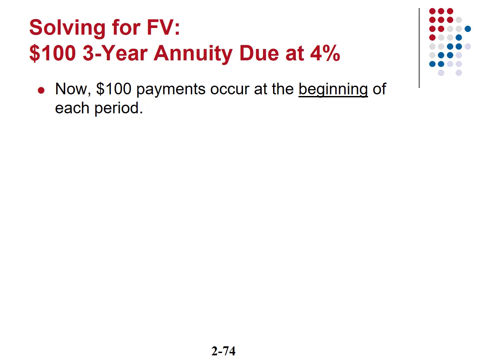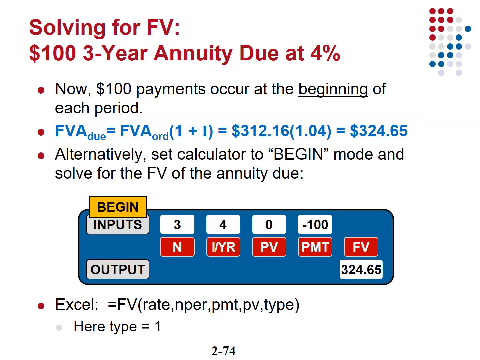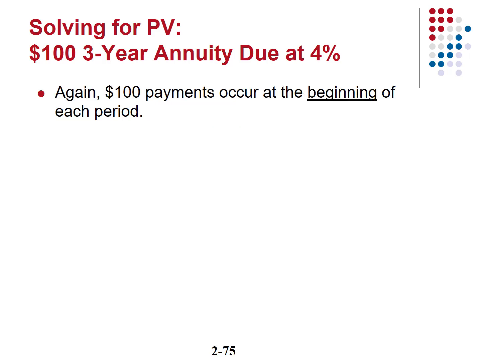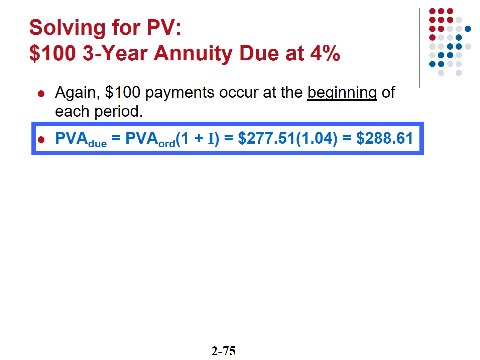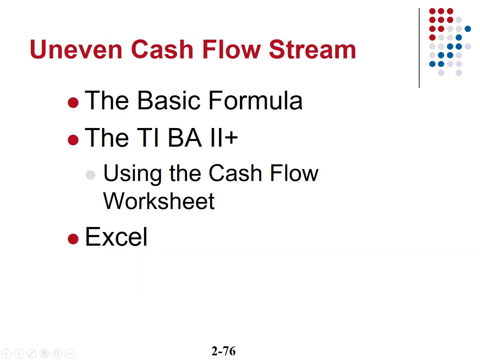On the next 2 slides, we'll look at the same 2 examples we just covered for ordinary annuities, but analyze them as annuities due. First, look at the equation and solution in blue type. We're using the fact that an annuity due is equal to an ordinary annuity times 1 plus the discount rate. Or we can change the calculator setting to begin. And note down at the bottom in Excel, the type needs to be 1 to indicate an annuity due. Solving for the present value of an annuity due is handled in the same manner. Use the present value of an ordinary annuity times 1 plus the interest rate, or set your calculator to begin and solve.